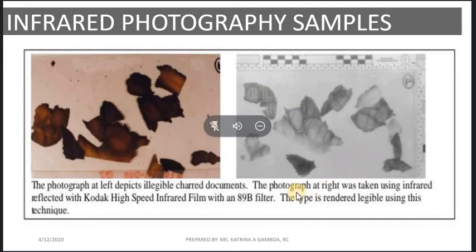Like this one. Diba? The photograph at the right was taken using infrared reflected with Kodak high-speed infrared with an 89B filter. So, the type is rendered legible using this technique. O, diba? Nakita na kung anong nakasulat dyan.